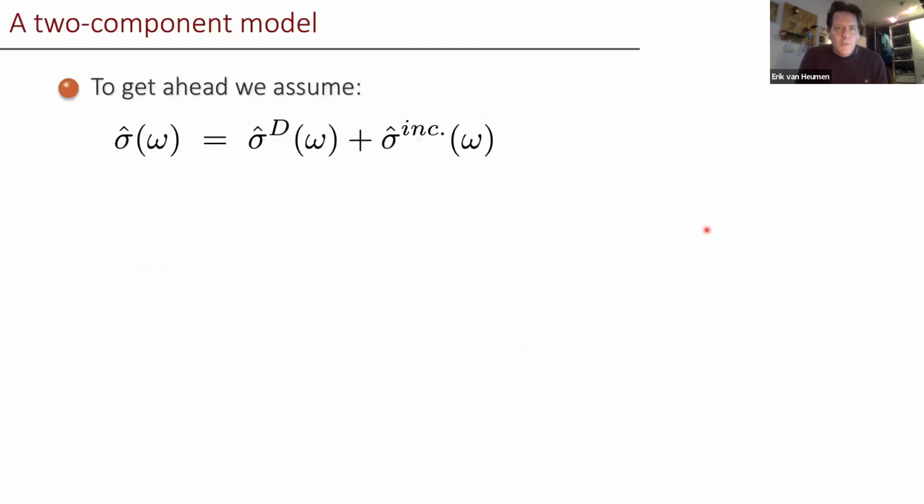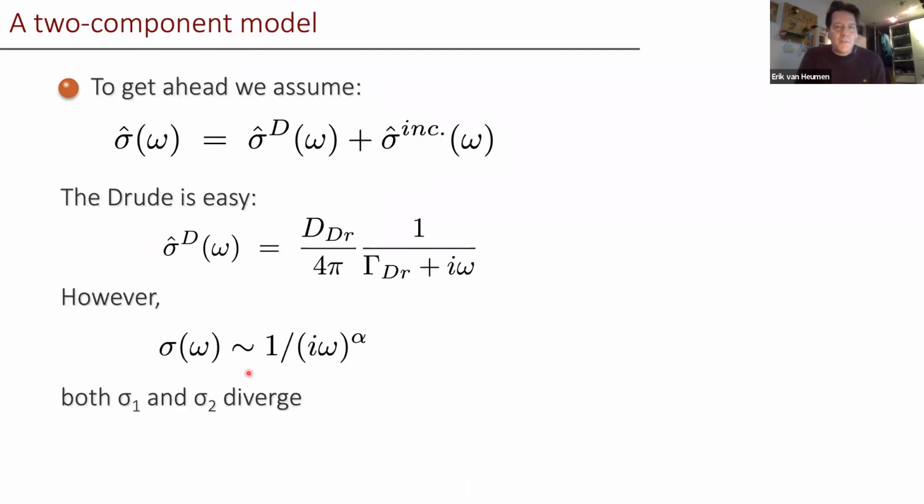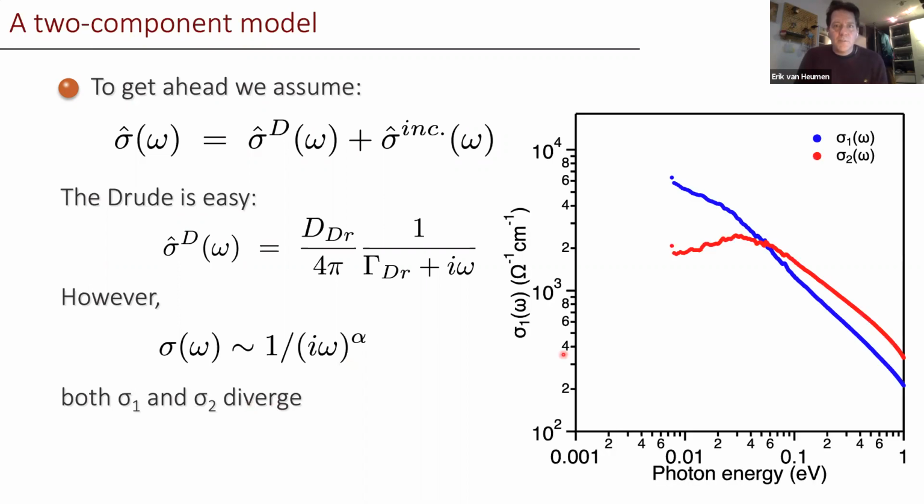In order to do that, we made an assumption about the shape of this incoherent response. So we assume that there are indeed 2 components. The first one is simple Drude, so that one is easy, we know what it is. However, for the second component, if this power law is correct, then both sigma 1 and sigma 2 should diverge. So this is where causality comes in again, because here I'm plotting both sigma 1 and sigma 2, the real and imaginary part of the response function.